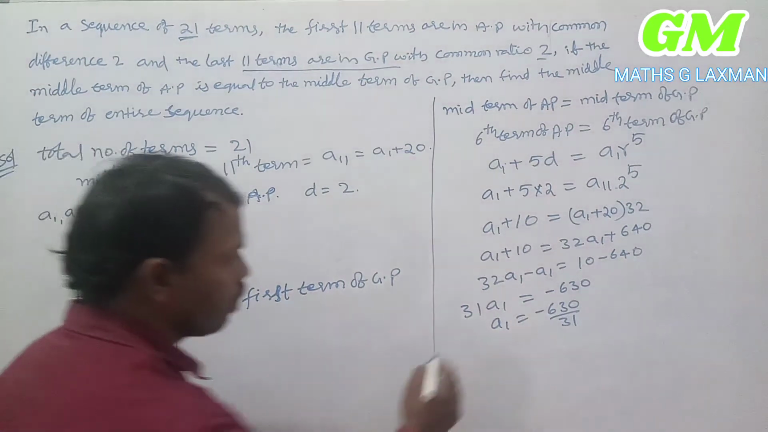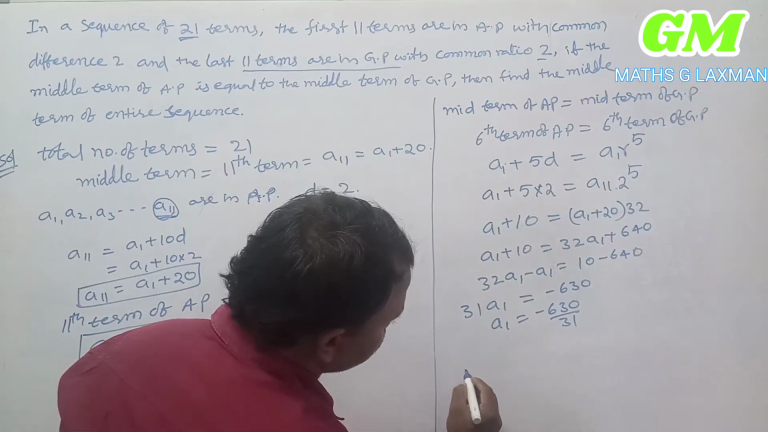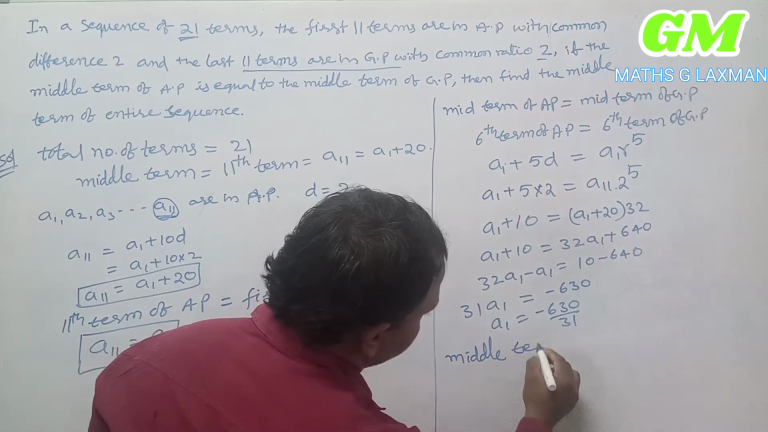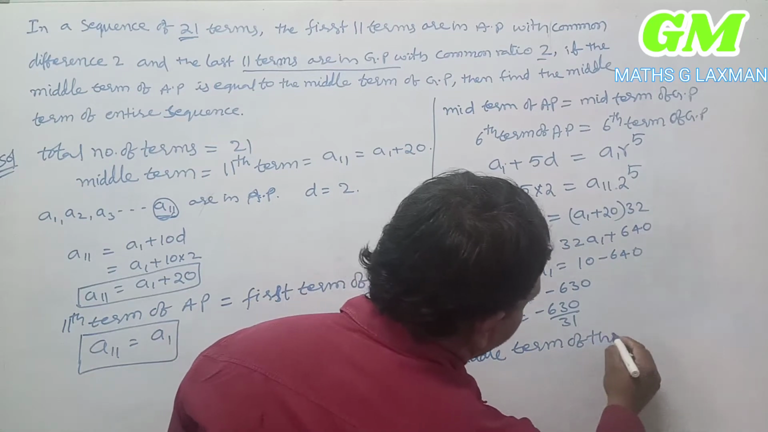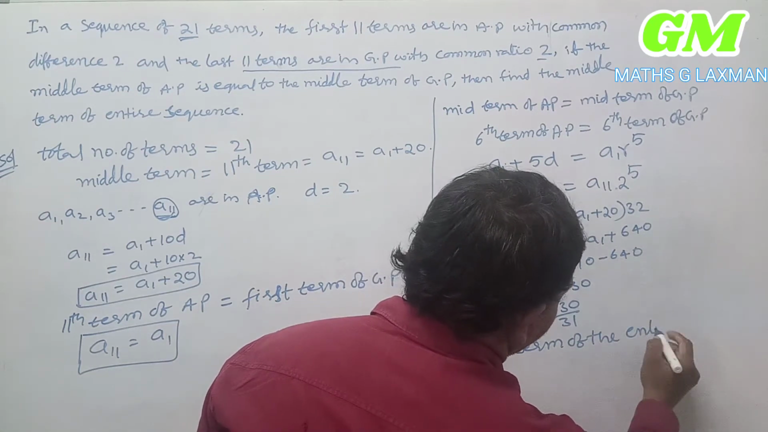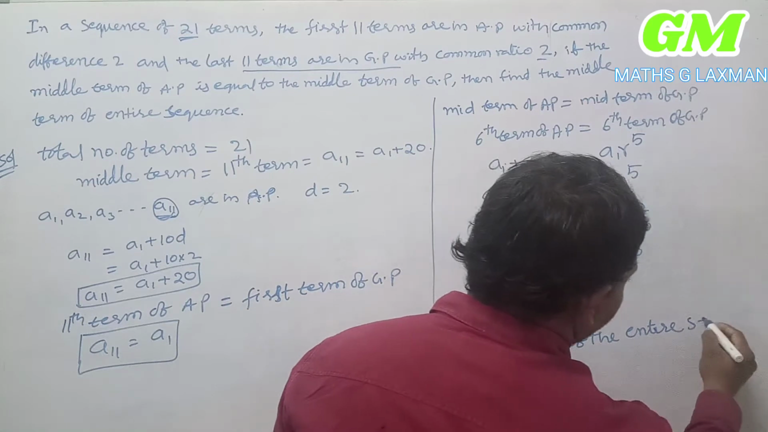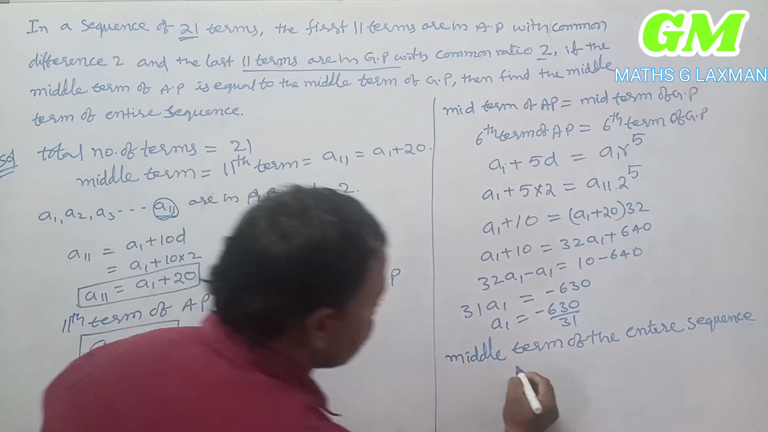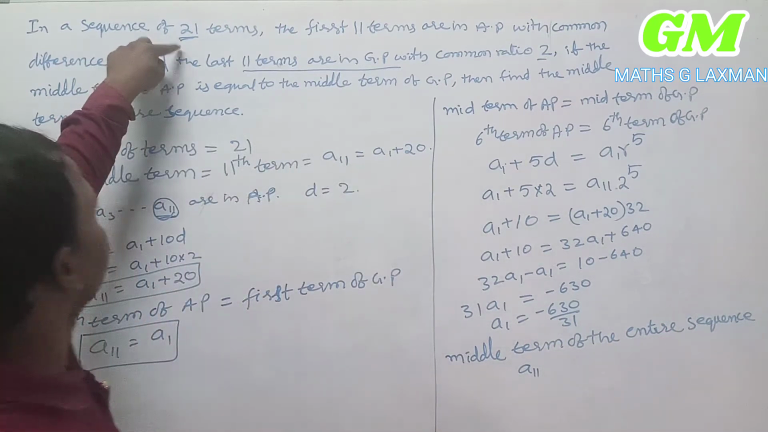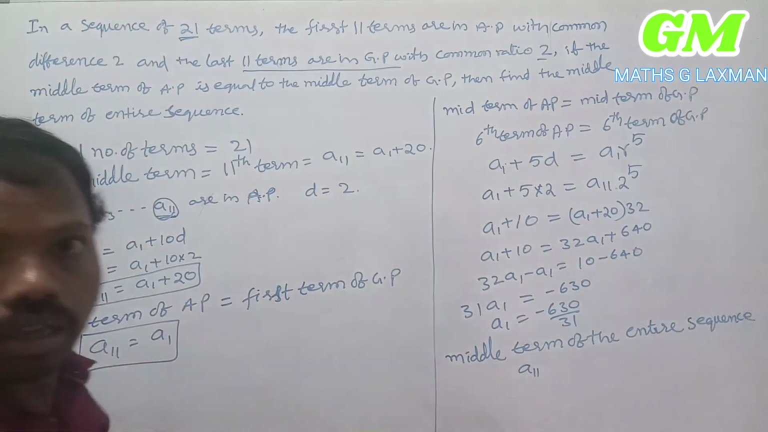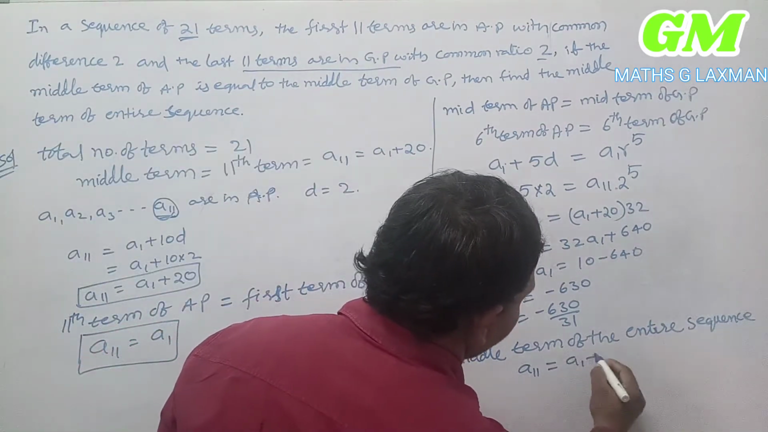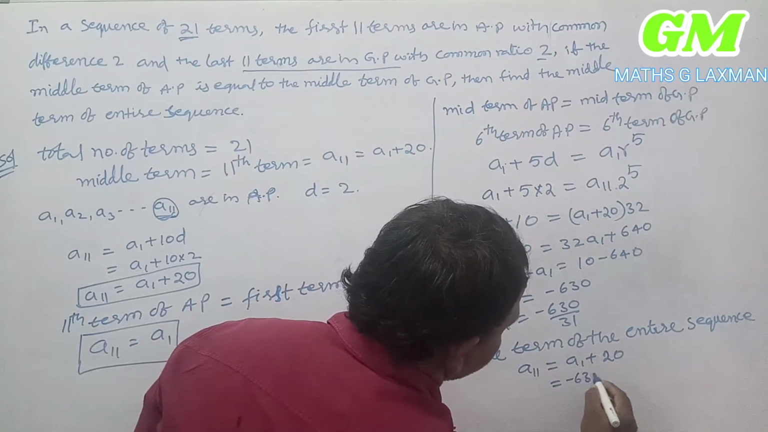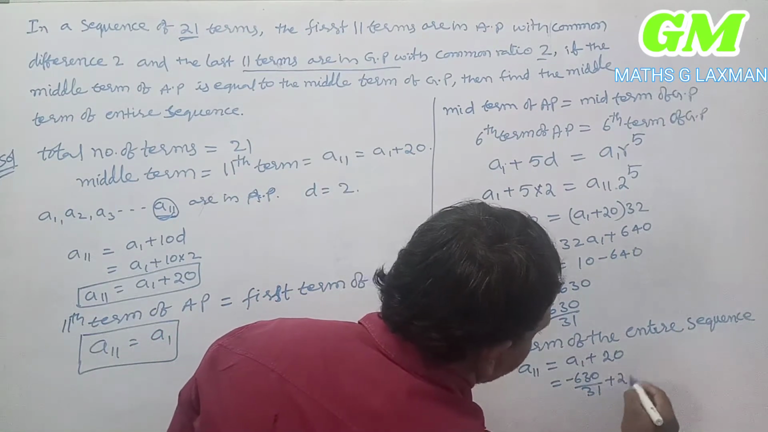But the middle term of the entire sequence is A11, because there are 21 terms, so the middle term is the 11th. So A11 is equal to A1 plus 20. Then for A1 we have minus 630 divided by 31, plus 20.